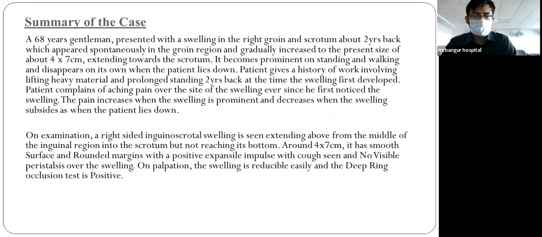On examination, a right-sided inguinoscrotal swelling is seen extending above from the inguinal region into the scrotum but not reaching the bottom, 4 by 7 centimeters. It has a smooth surface, with the expansile impulse on cough seen and no visible peristalsis over the swelling. On palpation, the swelling is reducible easily and the deep ring occlusion test is positive.